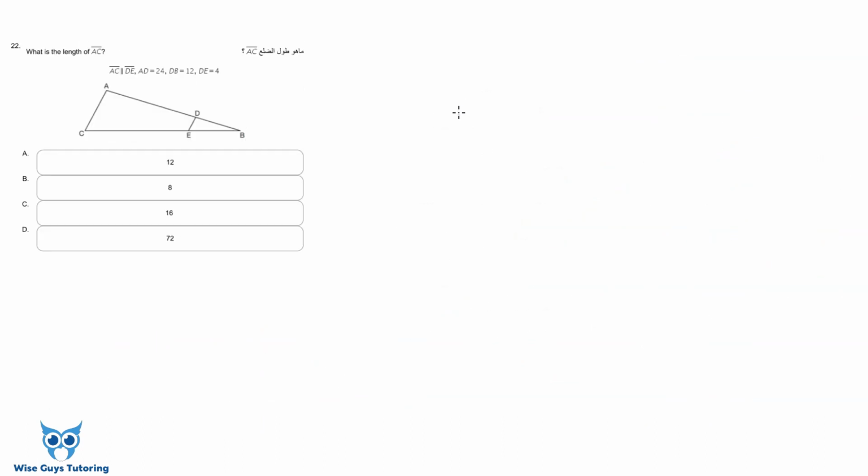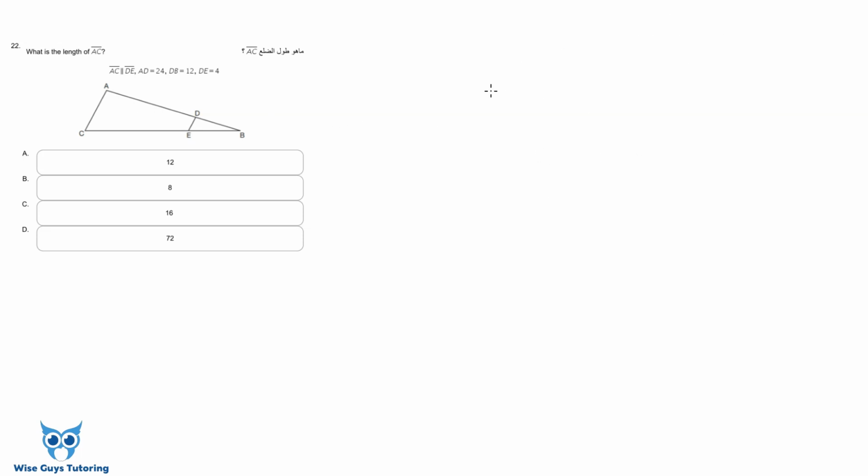Okay, let's move on to 22. Question 22 says, what is the length of side AC? And they give us some clues here. They say AC is parallel to DE, so here's AC and here's DE. They say AD is 24. And they say DB is 12 and DE is 4. So, there's a lot going on. First things first, I can already tell that this is going to be a problem about similar triangles. So we should probably talk about that.